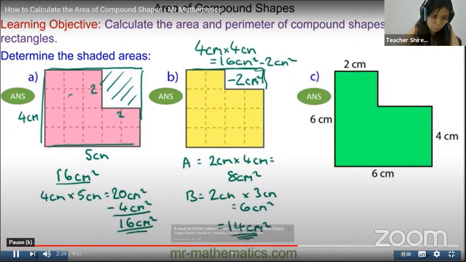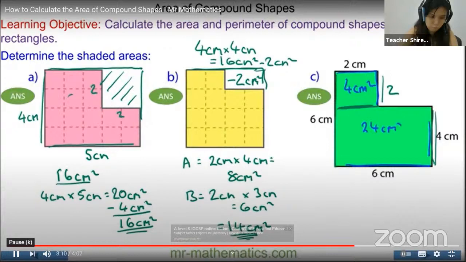For question C, we'll look at it as two rectangles again. The problem now is we know that this length is 6 and we know that this length is 4, but we haven't been given this length. But we know that it must be 2 because the 2 add the 4 would make 6. So this rectangle would be the 2 times 2, 4 centimeters squared, plus this rectangle, which is 6 by 4, 24 centimeters squared. So in total, 28 centimeters squared.